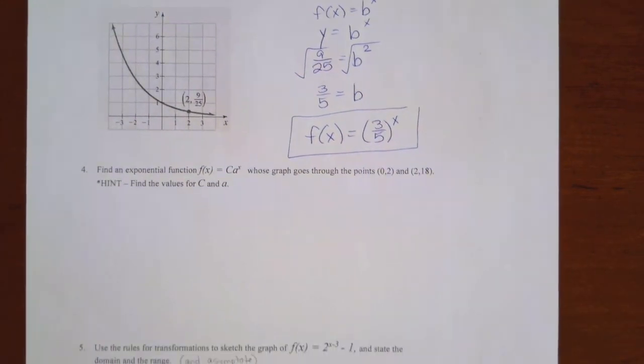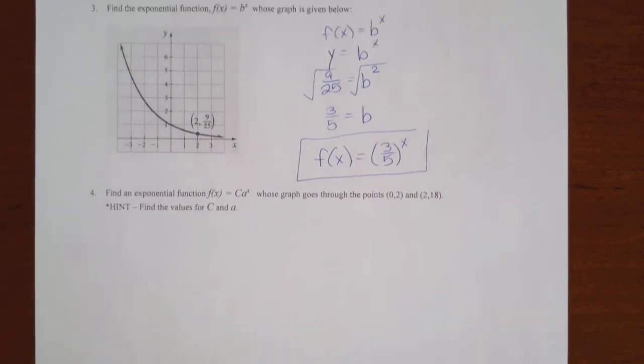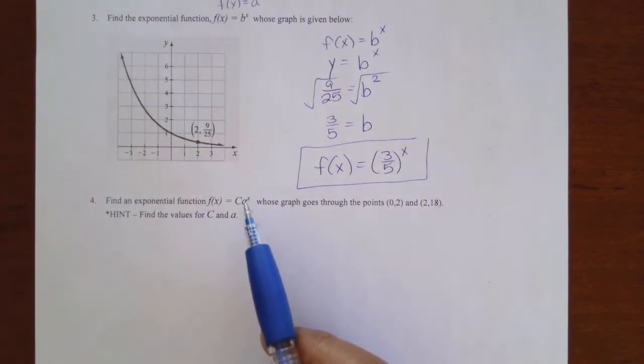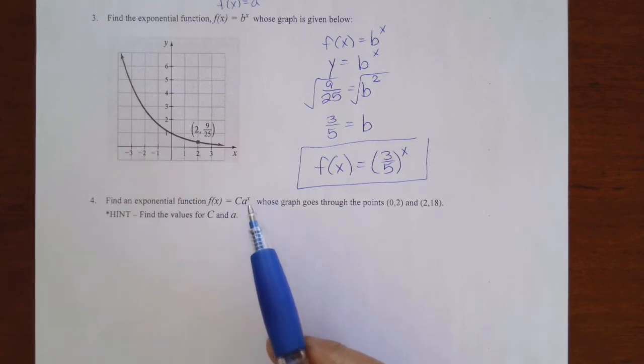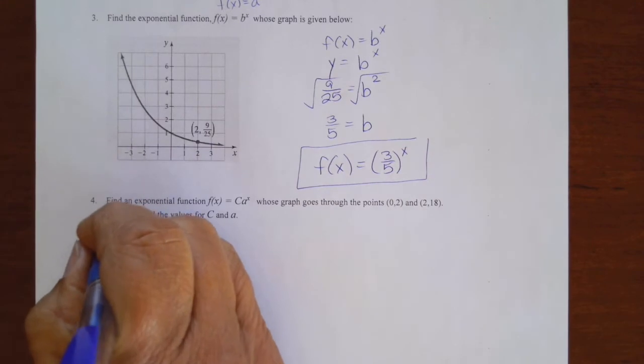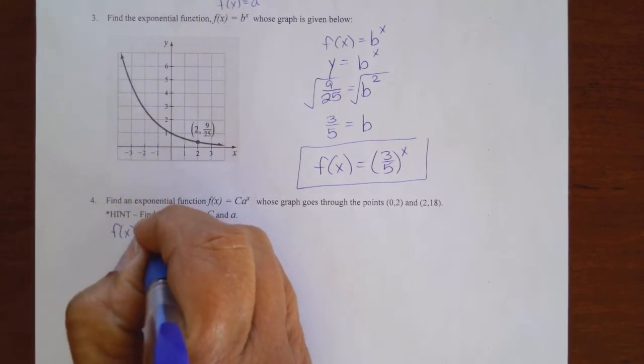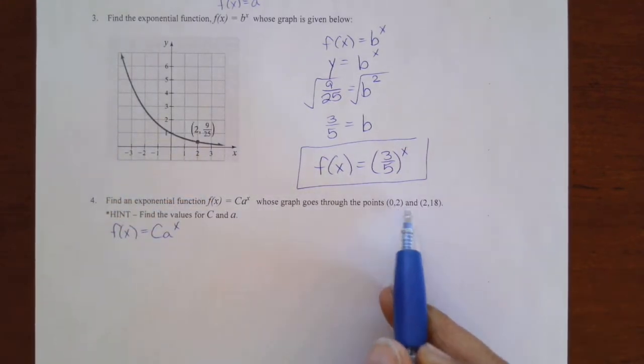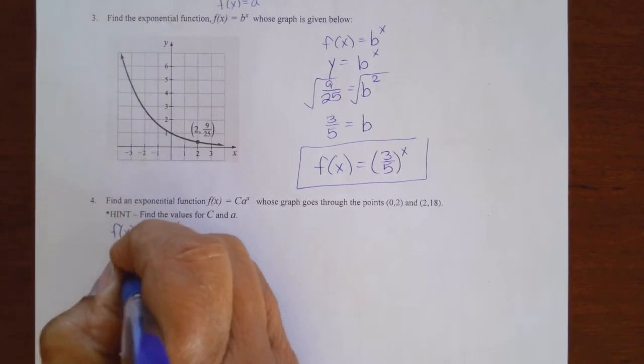All right, now we're going to do the same thing, except this one's a little bit harder because now we're getting a number in front of a. Okay, c times a to the x. And now we're given 2 points. All right, so again, you're starting with what they gave you, and since they gave me some ordered pairs, I'm going to rewrite that as y equals.